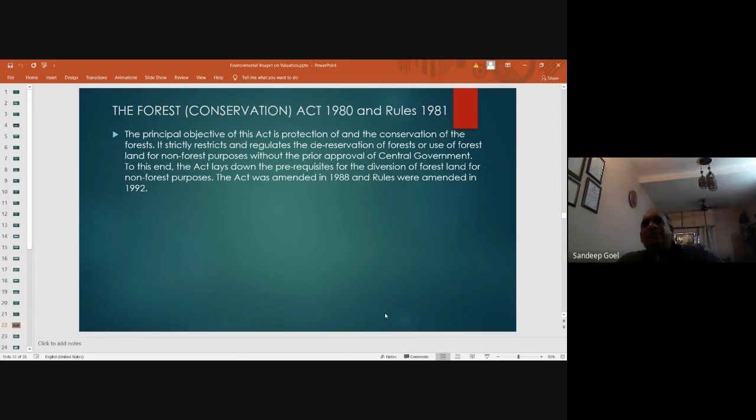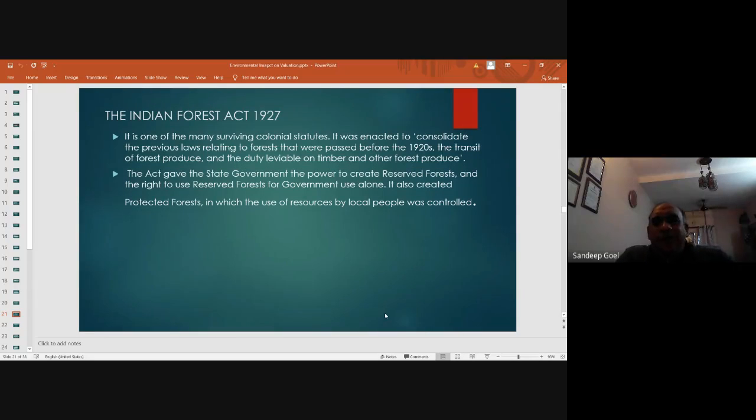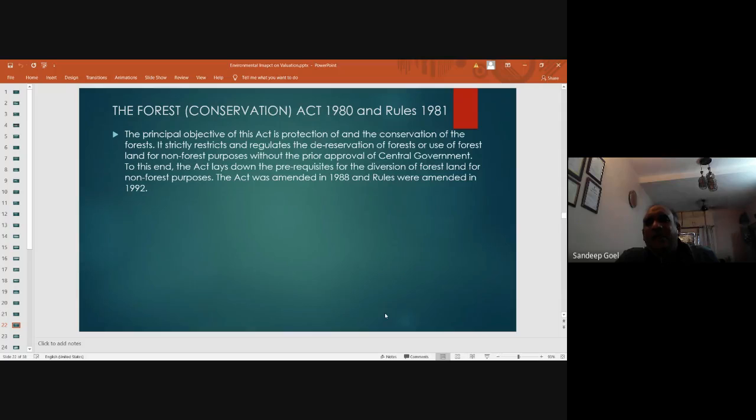The Forest Conservation Act came into force in which year? Only some of the people mark it 1927, but the exact answer is 1980.